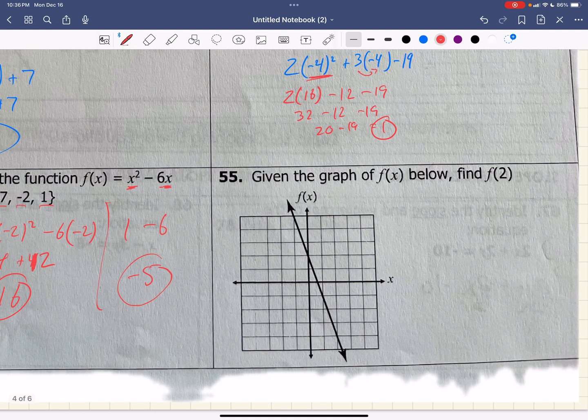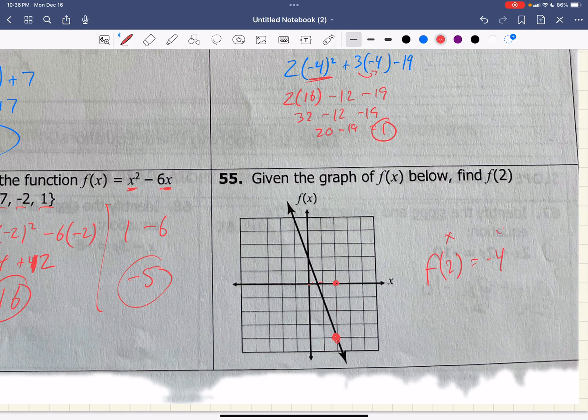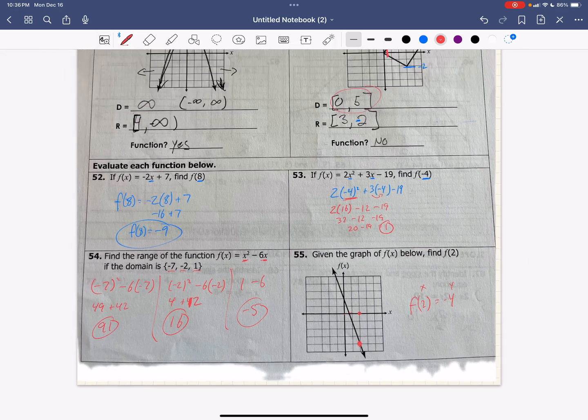So given the graph, find f of 2. So if my input is 2, then my output's going to be down here, which is going to be a negative 1, 2, 3, 4, negative 4. So f of 2 equals negative 4. Again, this is nothing more than a point, right? Like an x and a y. So if x is positive 2, then y's got to be negative 4. This is a good graph actually to see too, like, that function's negative, right? So hopefully the function would be a negative slope. So hopefully that makes sense as well.